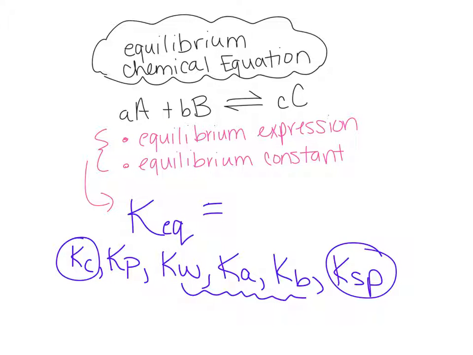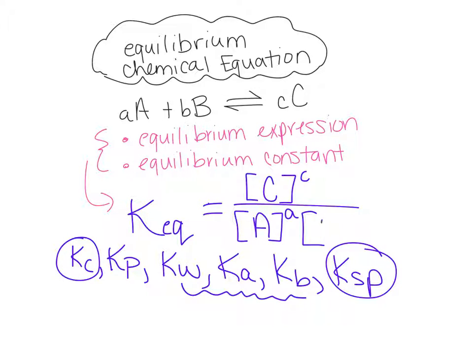I'm going to write it out for you, and then you're going to tell me what is that general rule? What is it actually doing? So it's going to look like this. You're going to have brackets with the big C to the little c, all over brackets with big A to the little a, and big B to the little b. What do the lowercase letters represent? Coefficients, exactly. So we're going to be putting them to those exponents.